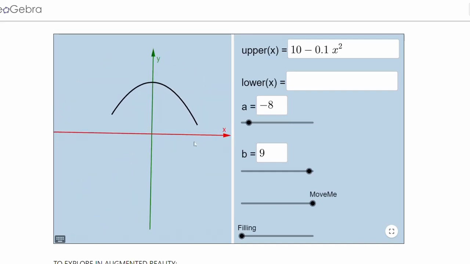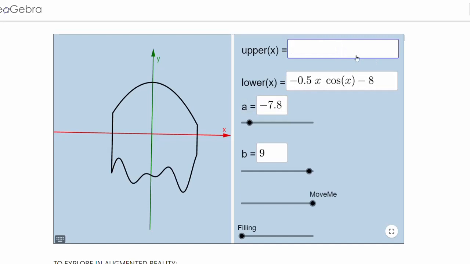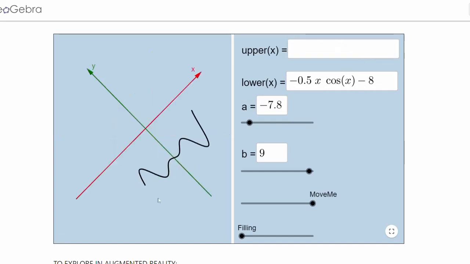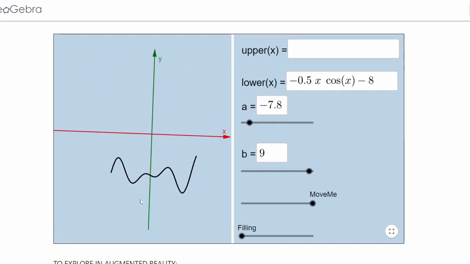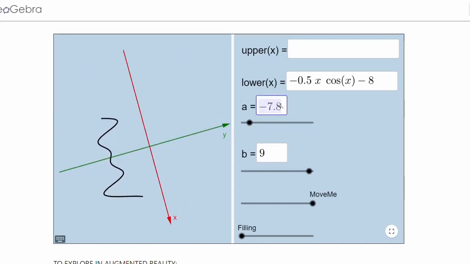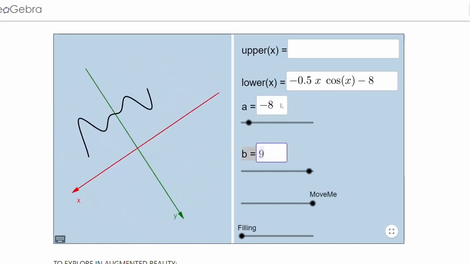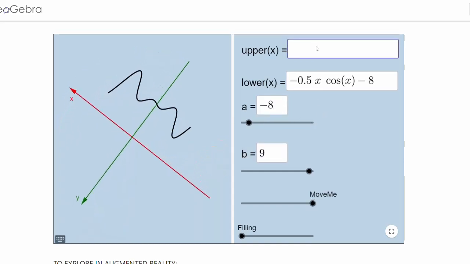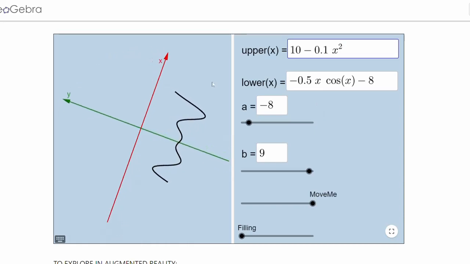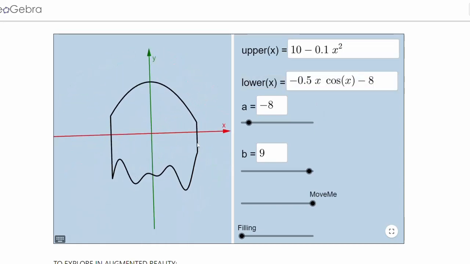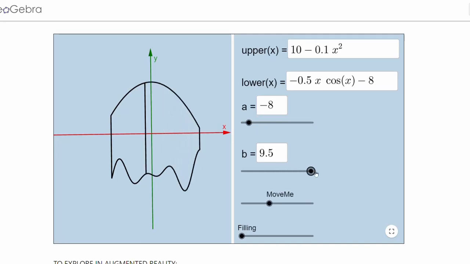You see it moving around, and we're only showing the parabola from A to B, so I can change the value of A. Then I'm looking at this tricky trig function here, right? There it is. And again, showing it from -8 to 9. Oops, now it's going off on its own. Crazy. All right, let me put the upper function back. Okay, so we're looking at those two functions bound between -8 and 9. And of course I can change those bounds like so.